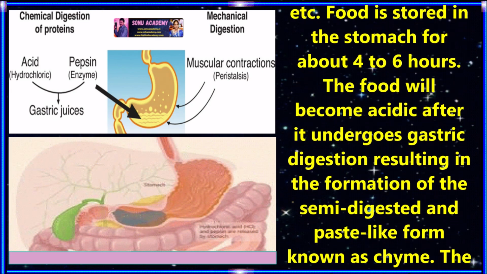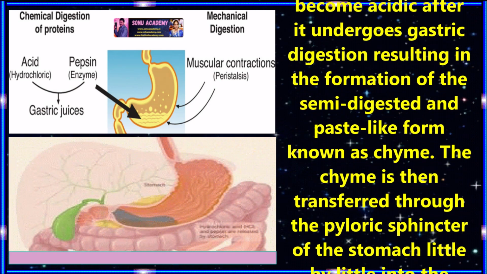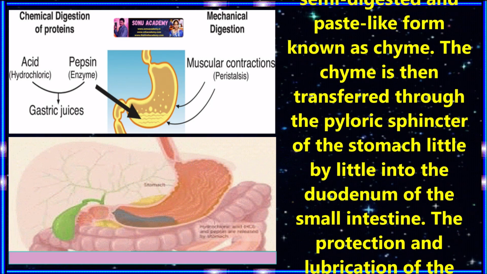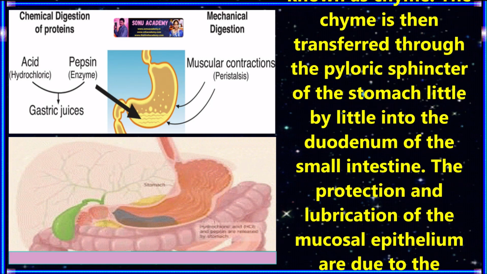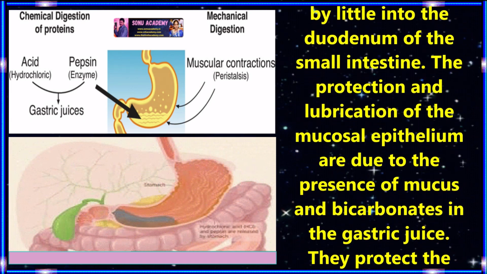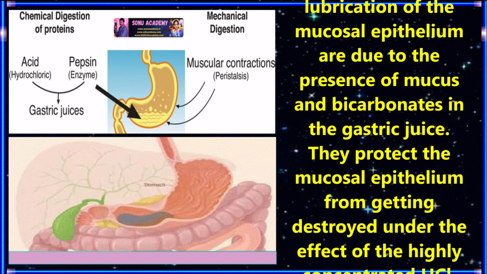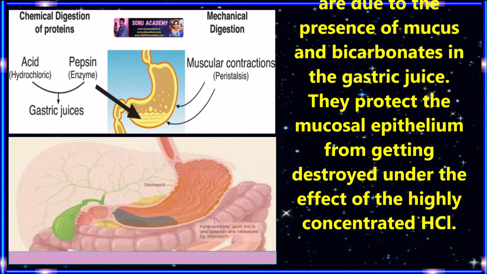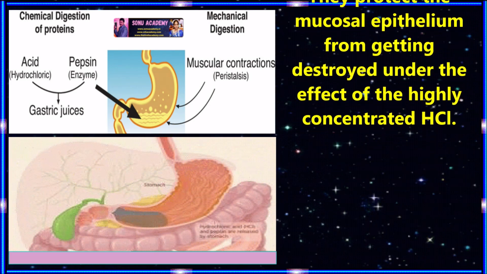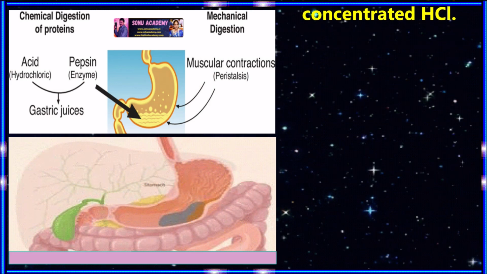The food becomes acidic after it undergoes gastric digestion, resulting in the formation of a semi-digested paste-like form known as chyme. The chyme is then transferred through the pyloric sphincter of the stomach little by little into the duodenum of the small intestine. The mucus and bicarbonates in the gastric juice provide protection and lubrication of the mucosal epithelium. They protect the mucosal epithelium from getting destroyed under the effect of the highly concentrated HCl.